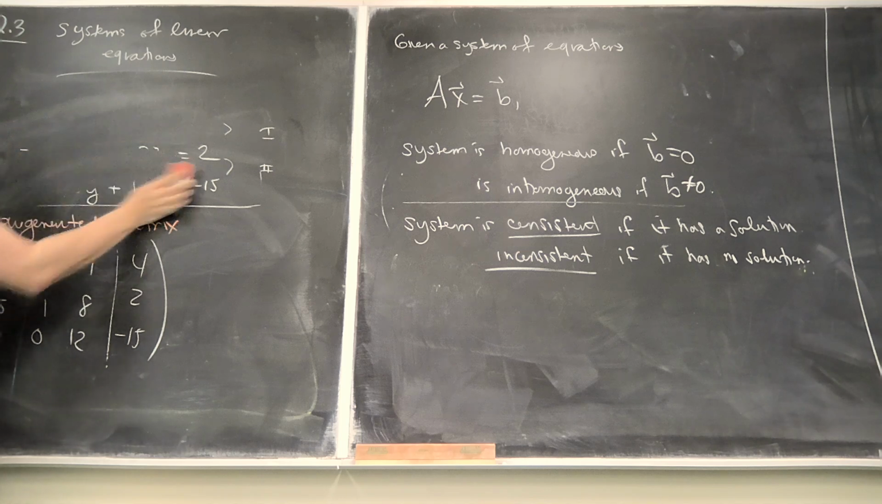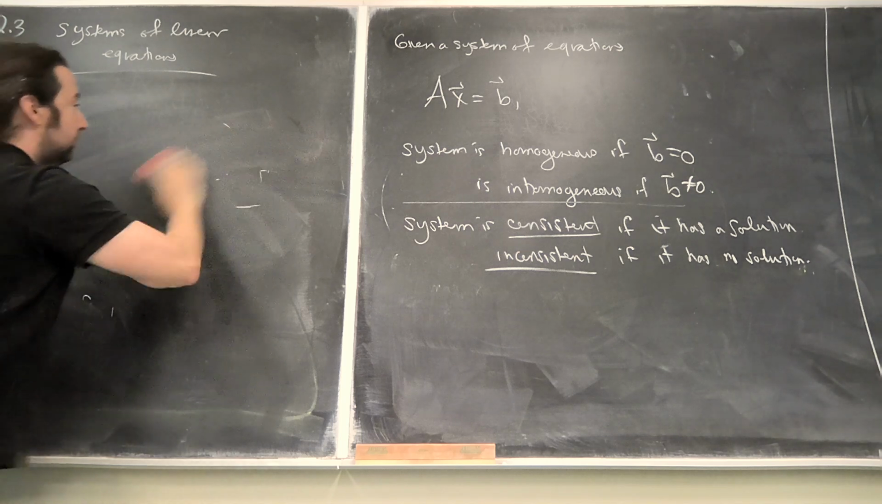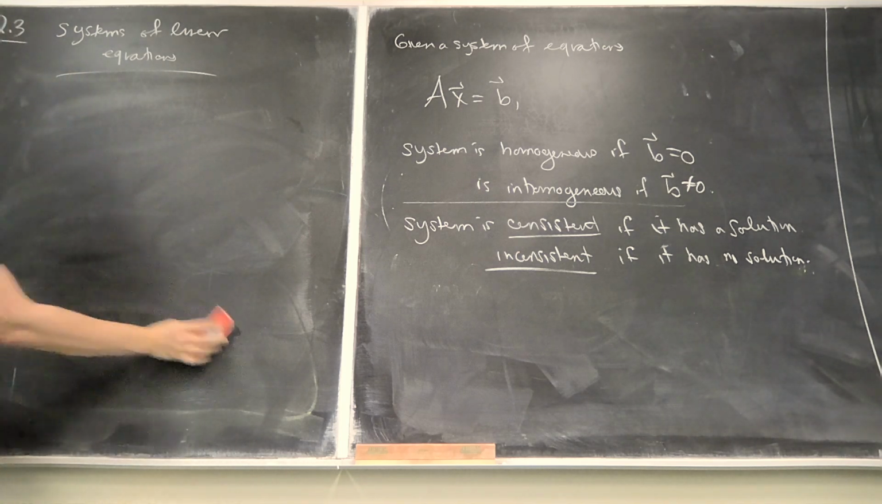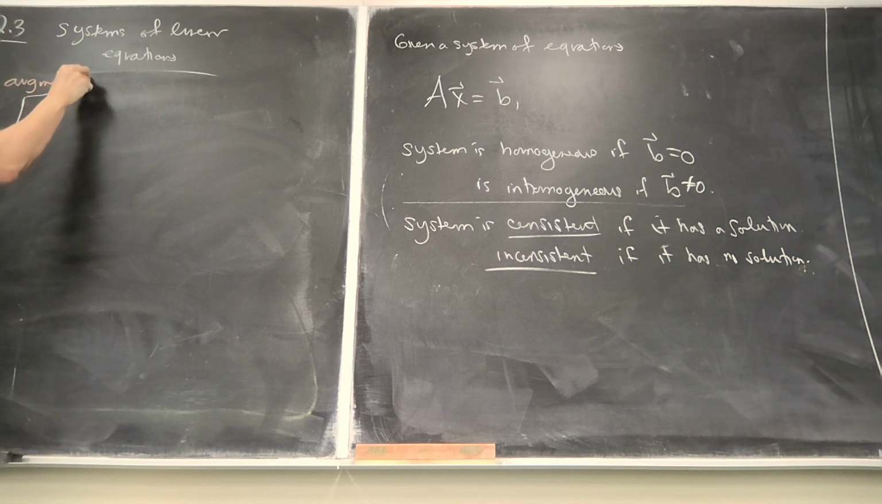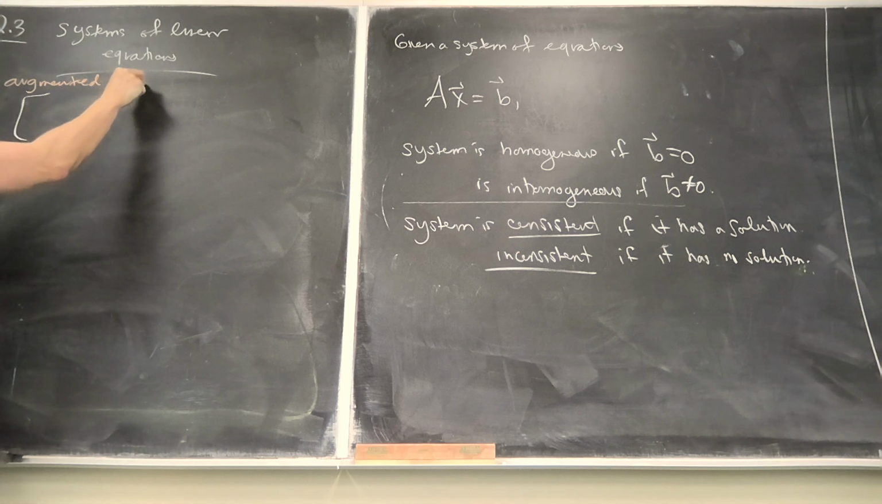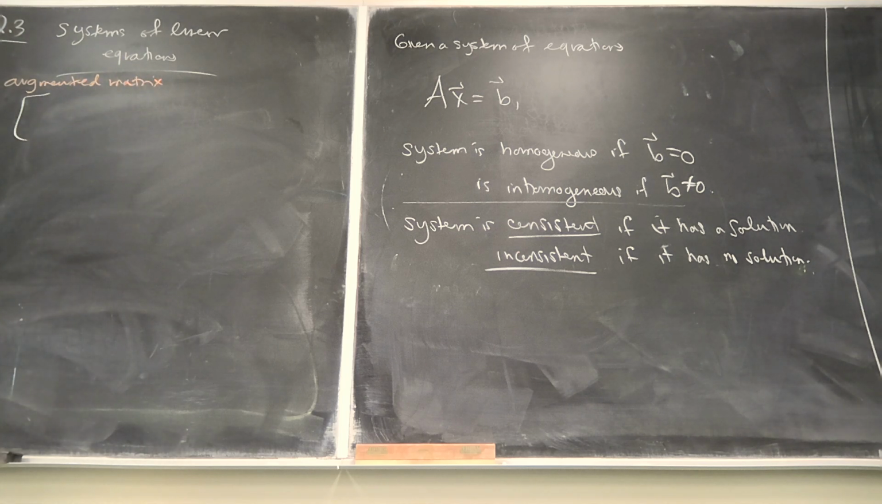So let me write down an example of an inconsistent system, and then we'll move on to start talking about what we need in order to use matrices to solve systems of equations. So I'm going to write this matrix down. This is an augmented matrix. And an augmented matrix in practice might look something like this. 2, 3, 1, 4, 6, 10.